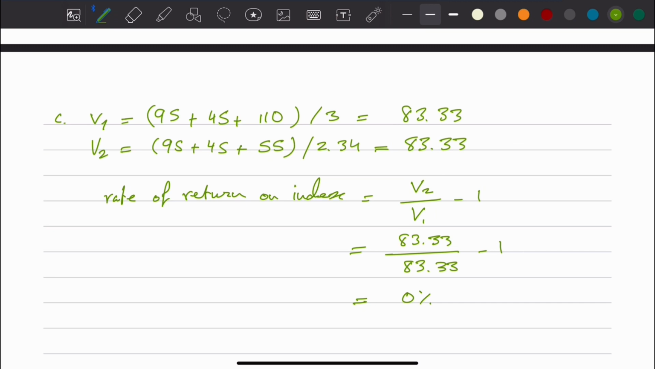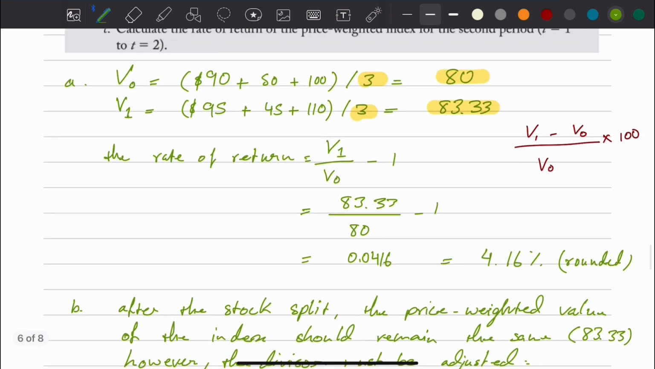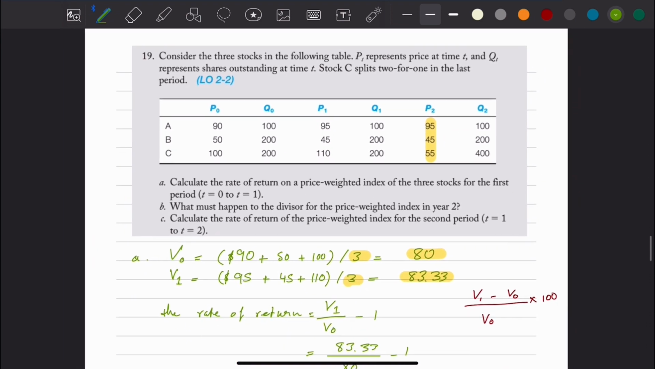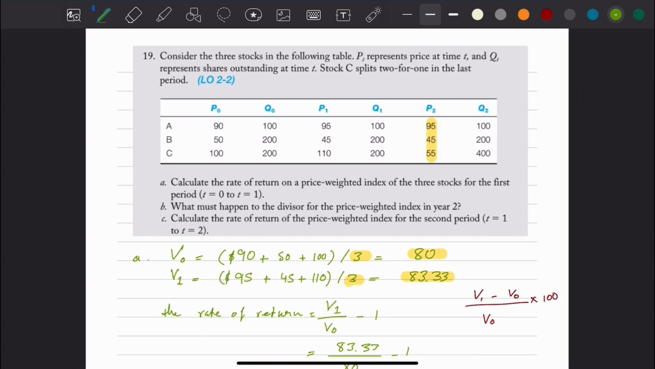All right, this is how you solve problem number 19. For any similar problem, just be careful, because you might get a similar problem but with a different weighting method for the index. It could be price weighted, it could be value weighted, and so on.